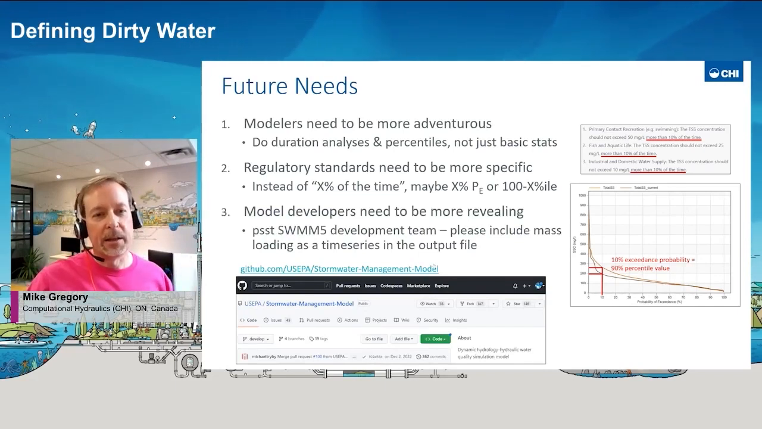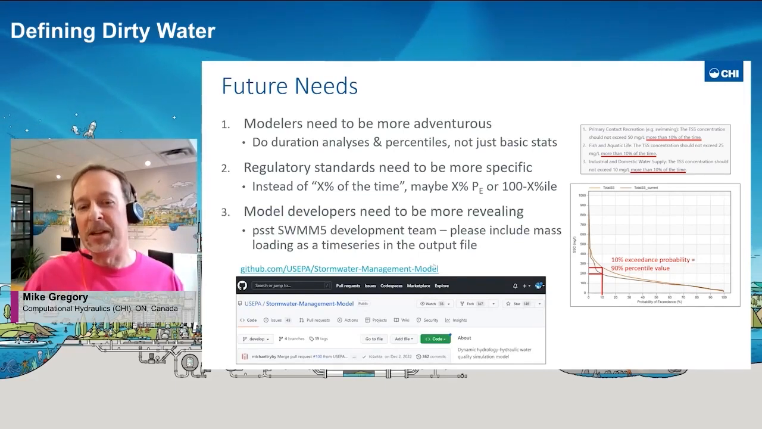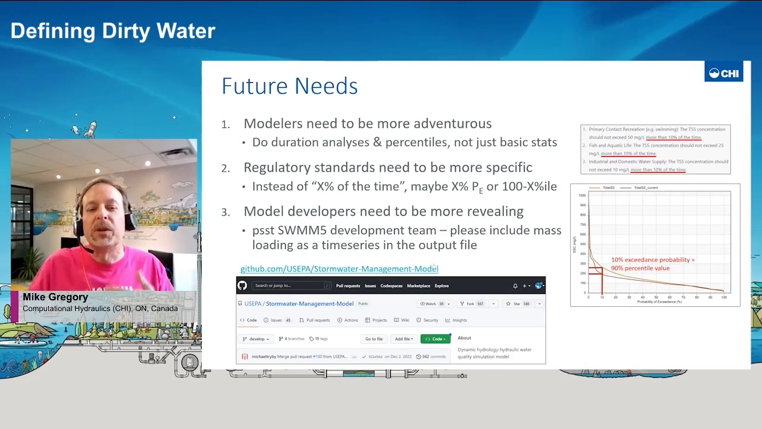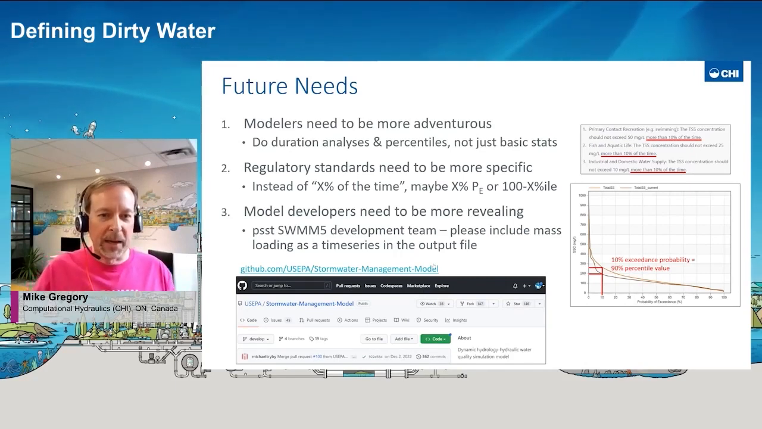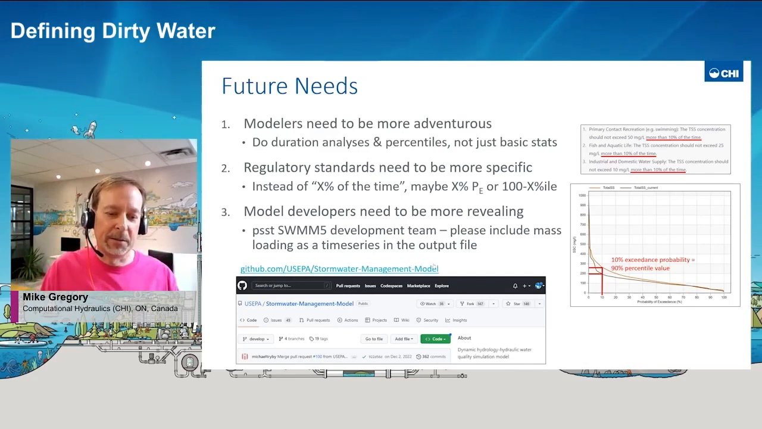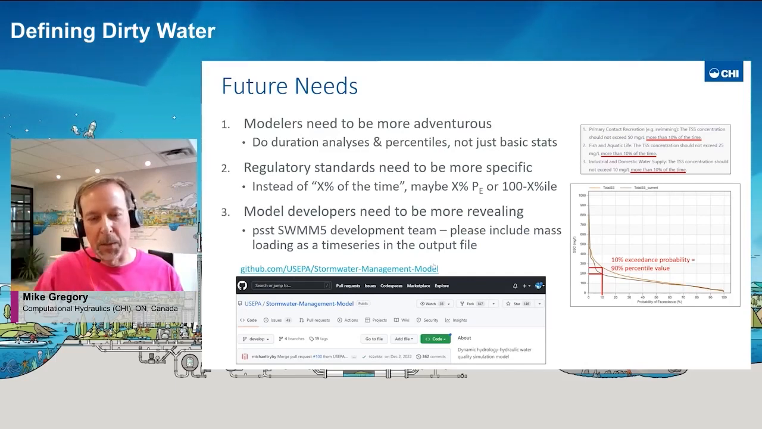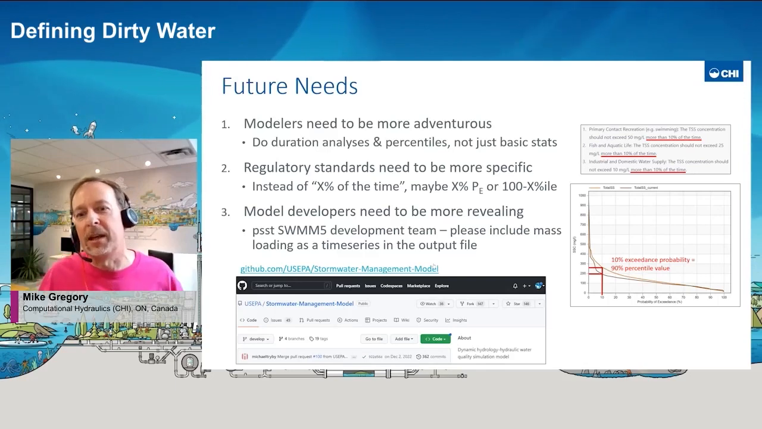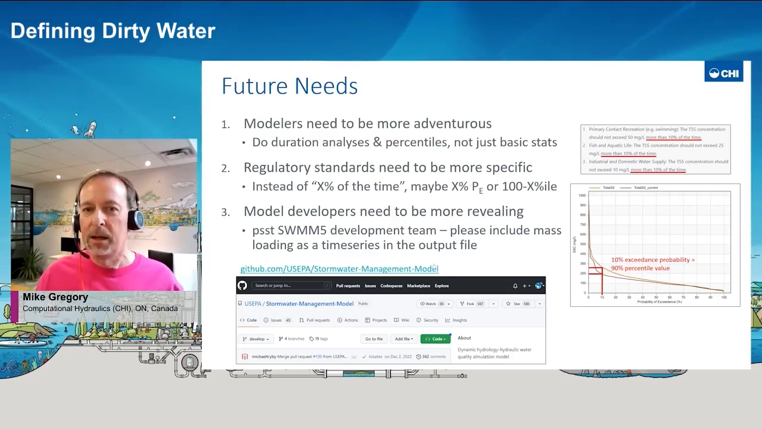Finally, I think the model developers need to be a bit more revealing, because EPA ICWMM doesn't produce the loading rate as a time series. So please, can we add that as a function to an upcoming release of EPA ICWMM so that we don't have to calculate it on our own? And that's all I have to say about that.